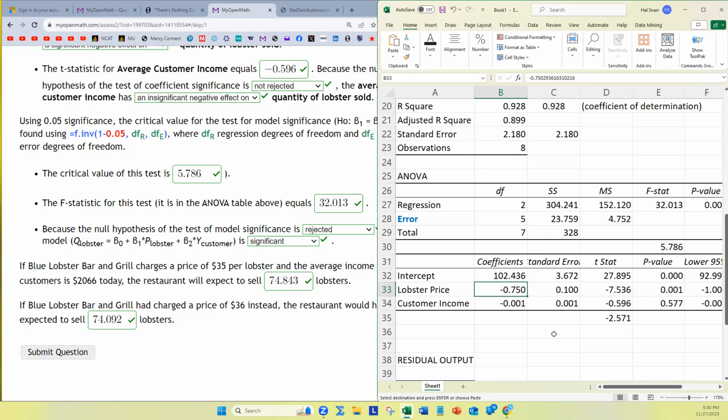Why? Because what is the slope? Well, the slope says if I increase the lobster price by $1, rise over run, right? The rise is the change in quantity of lobster. The run is the change in lobster price. So if I increase the lobster price by $1, my expected sales of lobster, in my case, will drop by 0.75.